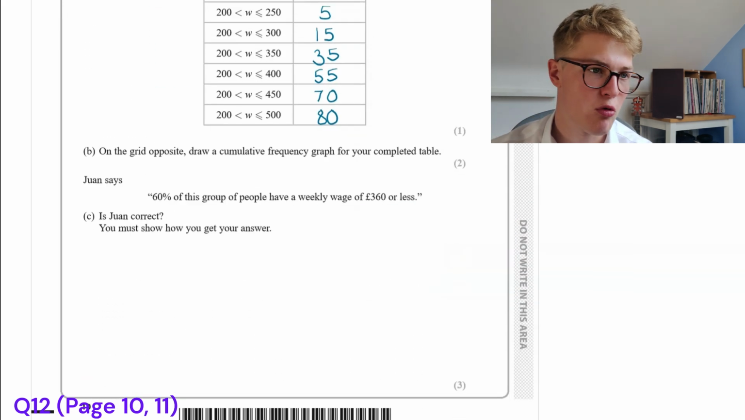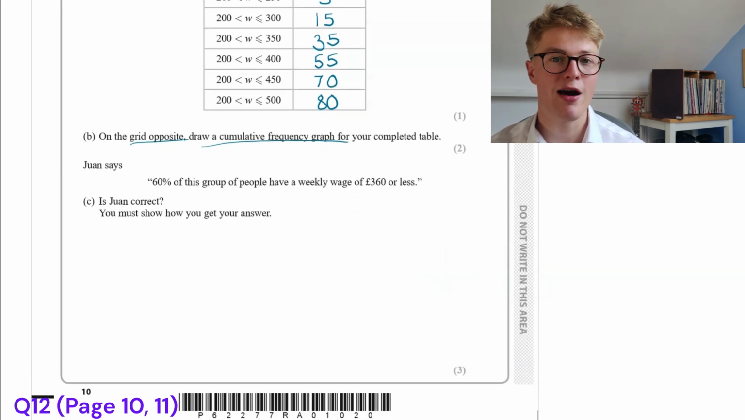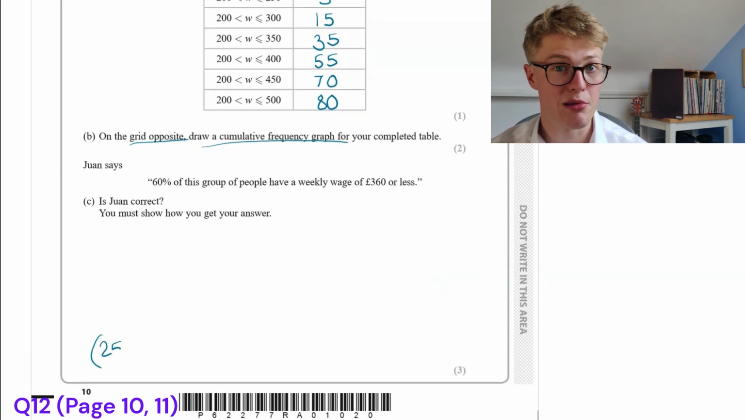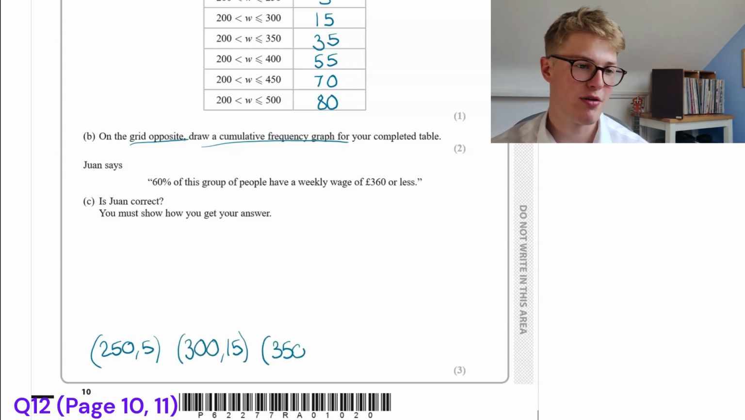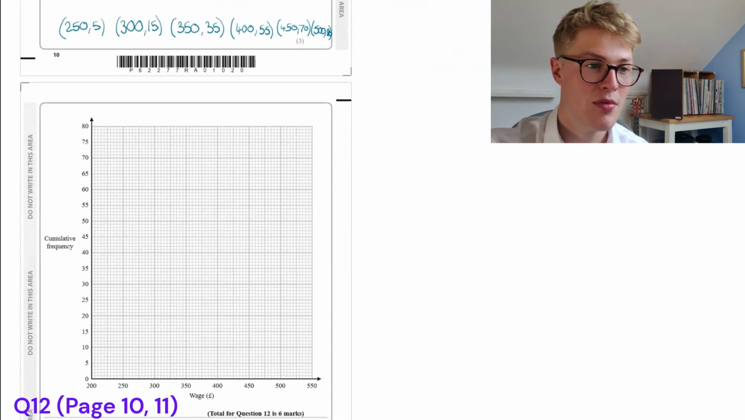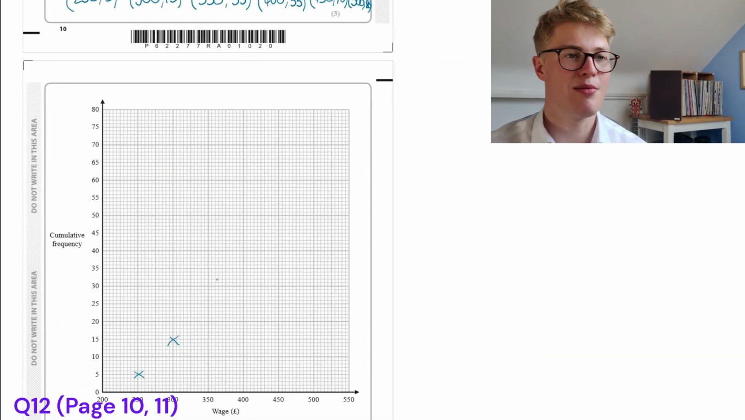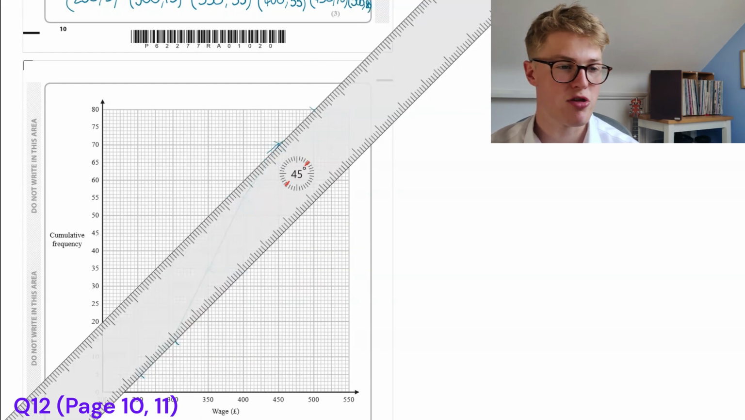On the grid opposite, draw a cumulative frequency graph for your completed table. So the first thing I did is I wrote down all of the points I'm going to need to draw on my cumulative frequency graph. This is going to be 250 and 5, 315, 350 and 35, 455, 450 and 70, and 580. So when I plot all of these, you can see them on the graph here, and then we join them all up with straight lines, and we end up with our graph as you can see here.